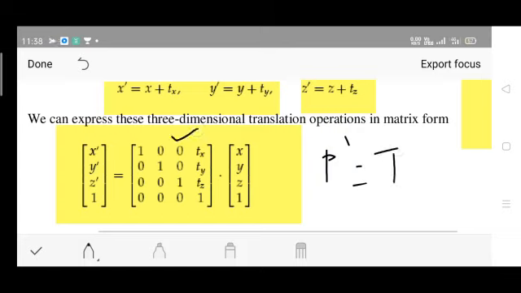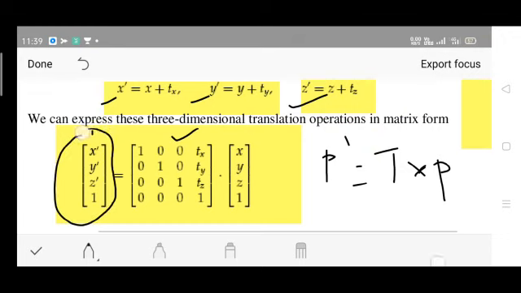T is in multiplication with the initial value of the point. What is the initial value? P is the initial value. How are you representing P dash? P dash equal to x dash, y dash and z dash. That is represented here. The fourth parameter is 1, constant. Recall the previous topics. Then what is the translation matrix? How to represent it? Its representation is very simple. So the first parameter, this parameter represents what? X value.